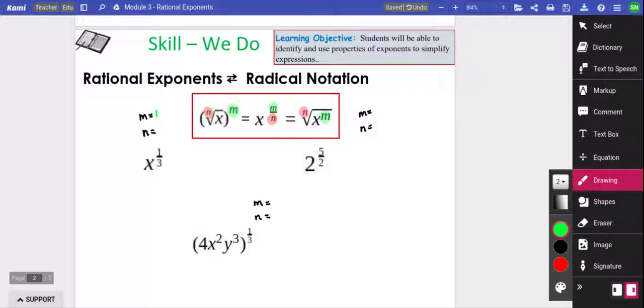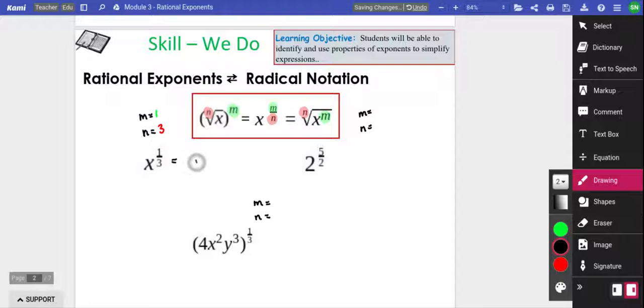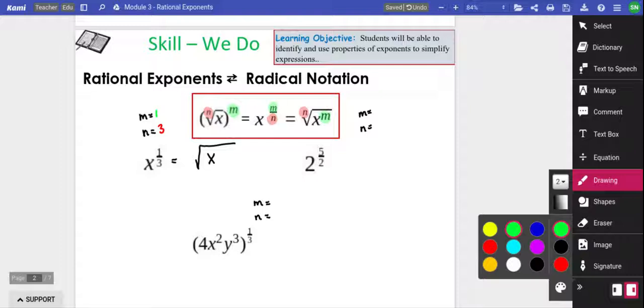m is 1, n is 3. Using the formula in the box at the right, I will be converting. So I need to put the radical sign, now the radicand, and now let's take care of the exponent, which is 1, and n is the index, in this case 3.